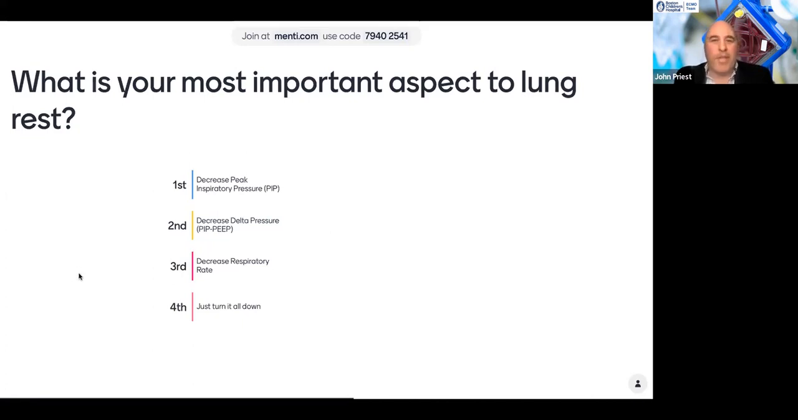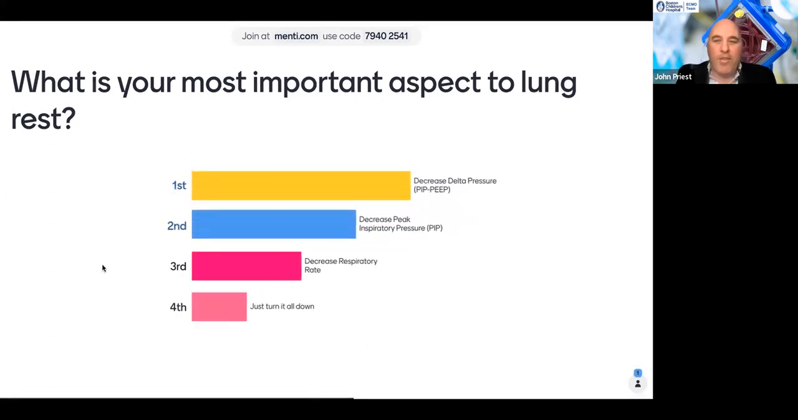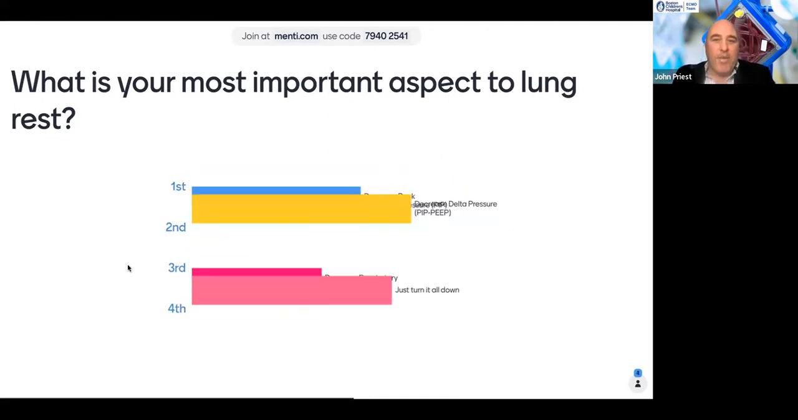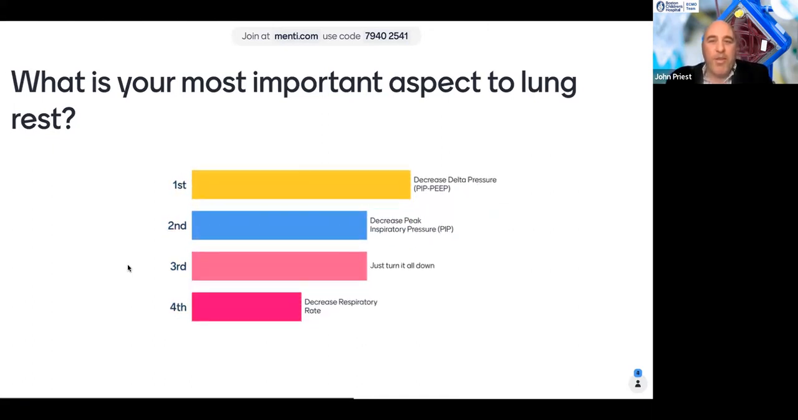Right, I got no answers, but that's okay. Oh, there we go. Now a couple of them are popping through. Any one of these are an acceptable answer. The most common one, obviously, is going to be decreasing your peak inspiratory pressure, which is also related to your delta pressure. But it's not uncommon to just say turn it all down.